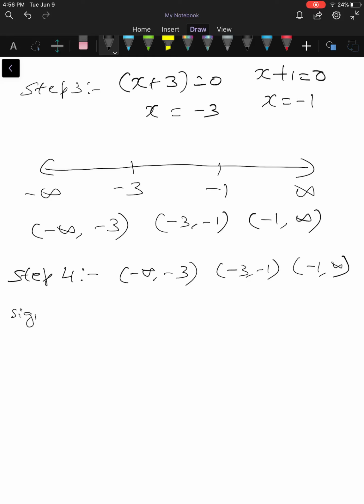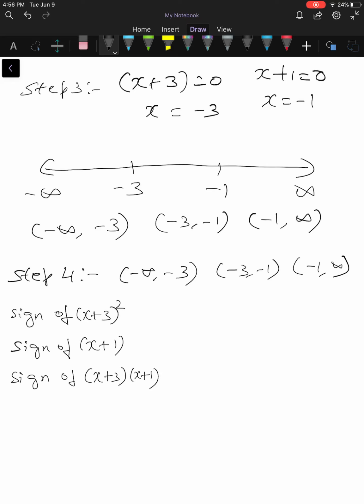But because you have repeated values, you will check the sign for the repeated factor only. Sign of x plus 3 the whole square, sign of x plus 1, and sign of their product. Between negative infinity comma negative 3, I will consider negative 4 as my trial value. Negative 4 plus 3 would give me negative 1, but squaring it will give me a positive sign.